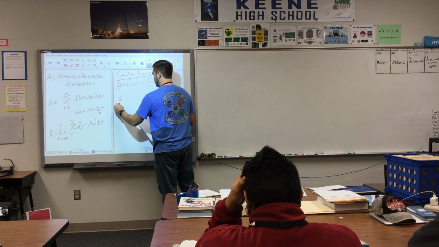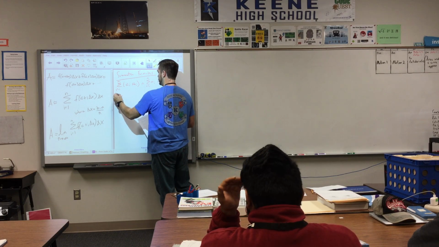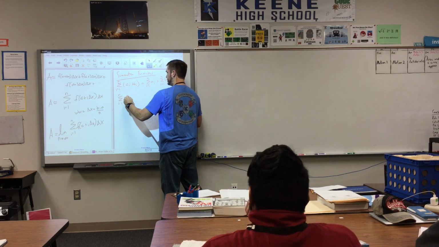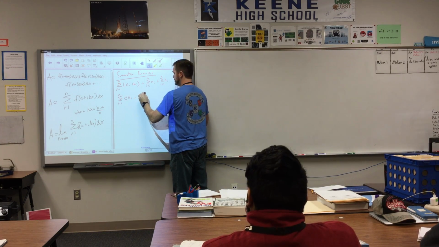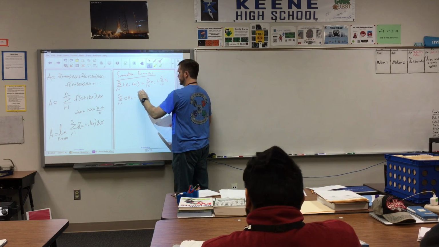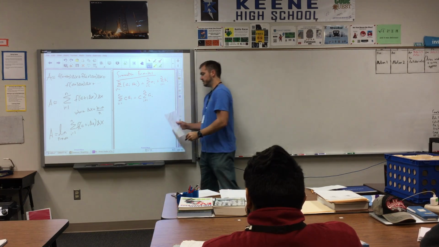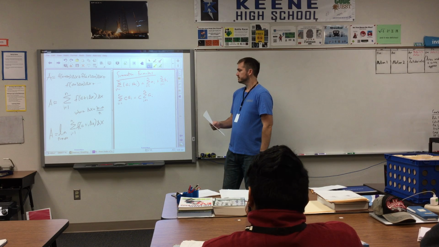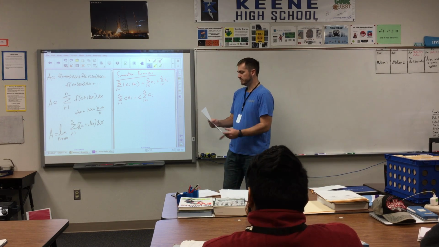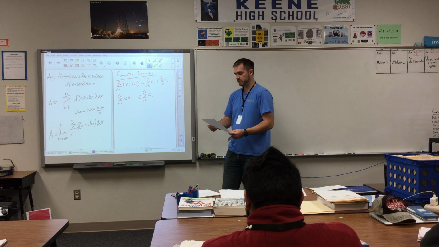There's also a constant multiple property, where if you have a constant times a function, then you can pull that constant out, so you can say c times the summation from i equals 1 to n of a sub i. Those would be the properties. Here are now the actual formulas.